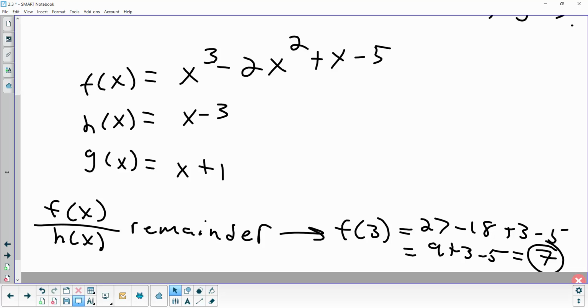Now let's look at g of x. I want to find the remainder, but I don't want to do out the whole division problem. I could. It's only x cubed. It wouldn't take me that long to do it. But how can I think of g of x a little differently so that it fits the pattern of an x minus a number? Because the remainder theorem only applies to x minus a number, right? I don't have x minus a number in g of x.